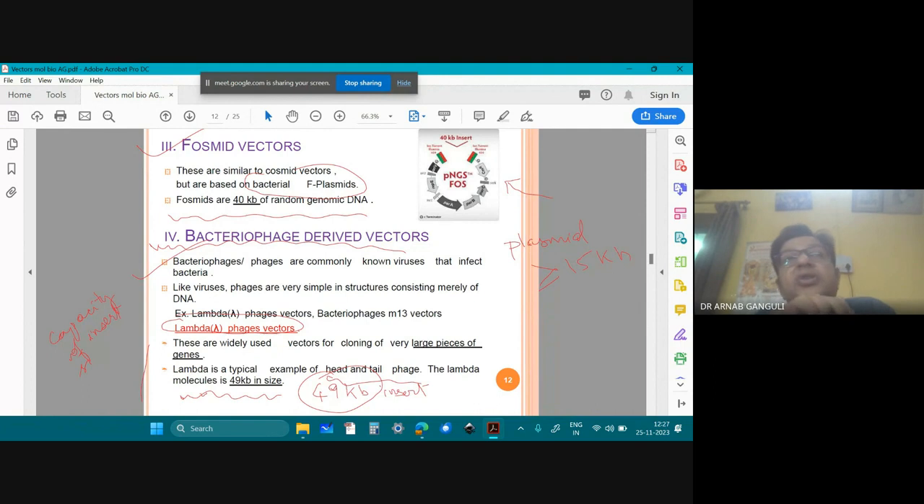But how do you clone something which is 150 KB long, these genes? For example, many of our mammalian genes are so big, huge genes with introns, exons, and everything taken together. The capacity of the insert needs to be higher.